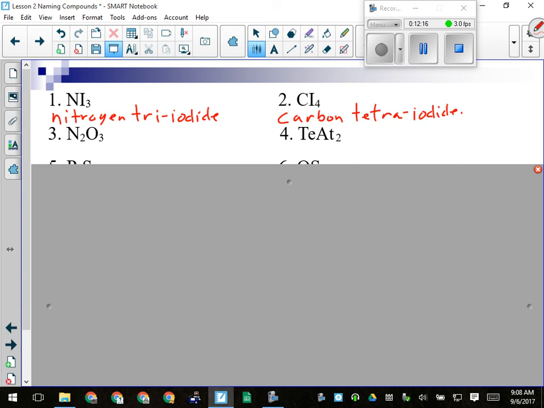Okay, for number 3, we've got 2 nitrogens now. So do I need a prefix on the nitrogen? Okay, and I've got 3 oxygens. So this is going to be dinitrogen trioxide. Okay, and for number 4, we've got 1 tellurium and 2 acetatides. So this is going to be tellurium diacetatide, right?